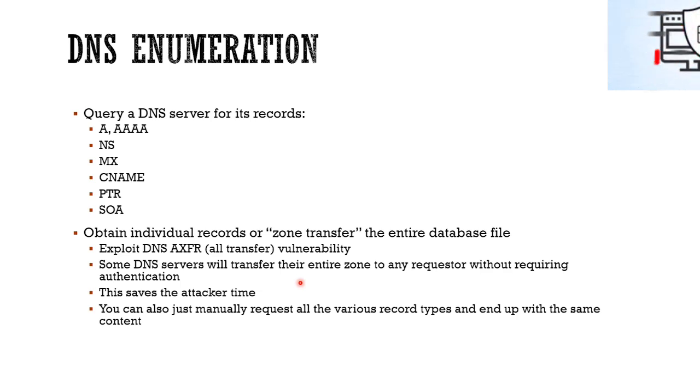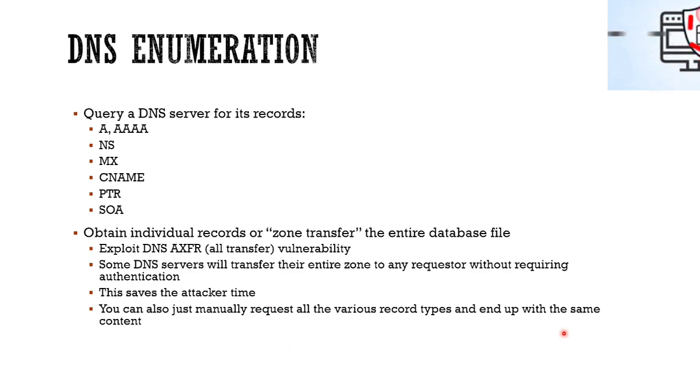Now, a DNS server should be configured to not replicate to things it doesn't know. But you have lots of administrators who really were not paying attention or didn't know what they were doing. Or something sneaked by somehow. So some DNS servers are happy to transfer their entire zone away to anybody who asks with no authentication. This will save you, the attacker, lots of time. Or you can just manually request all the various record types and hope that you get everything.